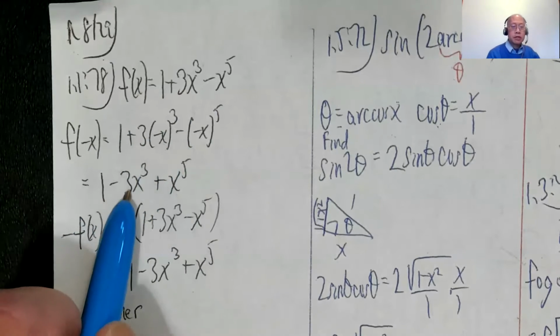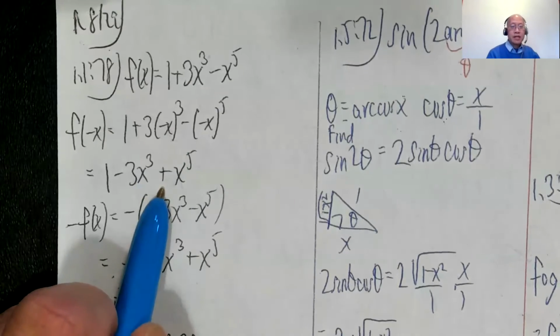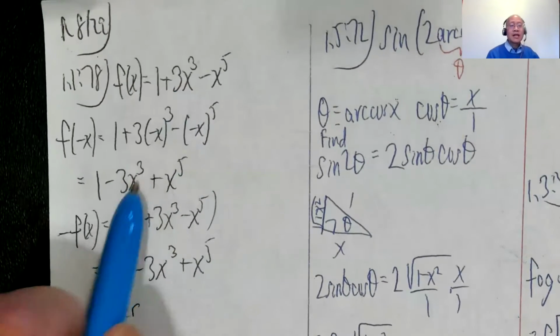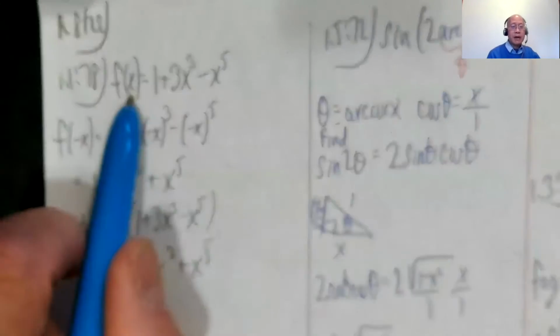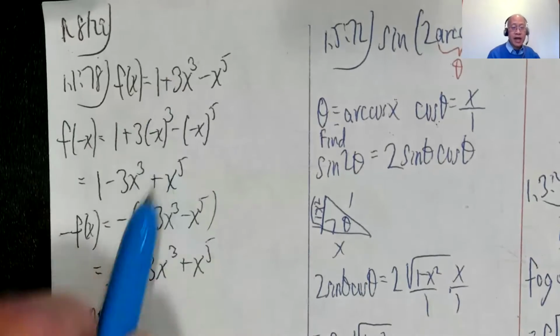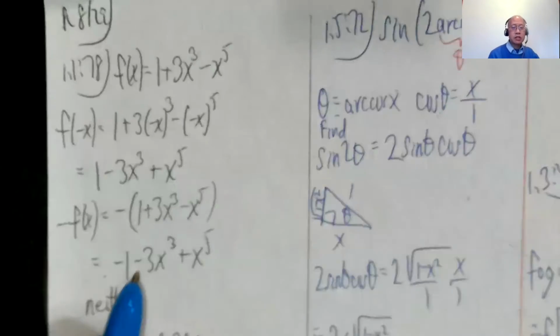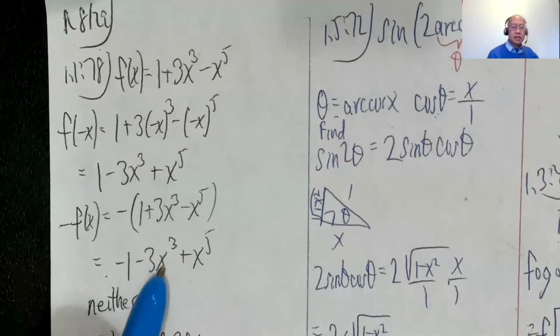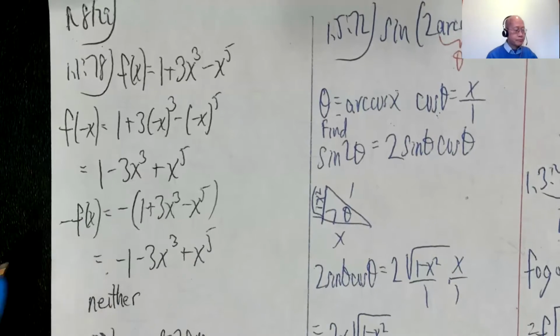That's 1 minus 3x cubed plus x to the fifth. It's not the same as the original. It's not the opposite of the original either. The opposite of the original is the negative of that, which is negative 1 minus 3x cubed plus x to the fifth. These are not the same. So the answer is neither.